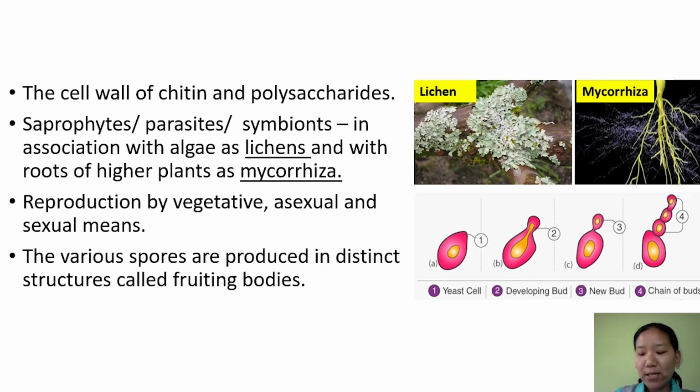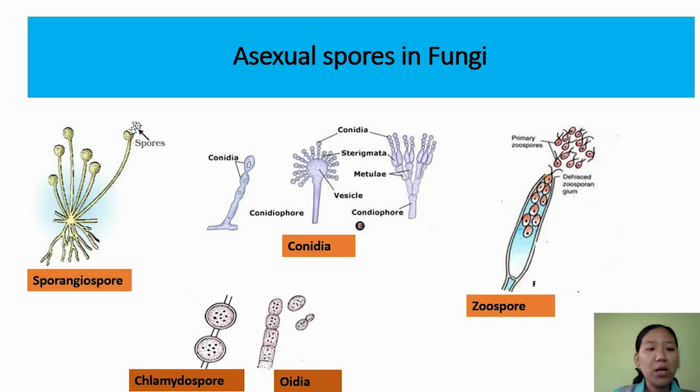Okay, so let us look at some of the asexual spores here. First is sporangiospores. Sporangiospores are non-motile spores which are produced in an enclosed structure called sporangium. They do not have any flagella, so they are non-motile. And they are produced inside the sac, so it is called endogenous. Next, conidia. These conidia are again non-motile structures, which do not have a common covering, so they are exogenous.